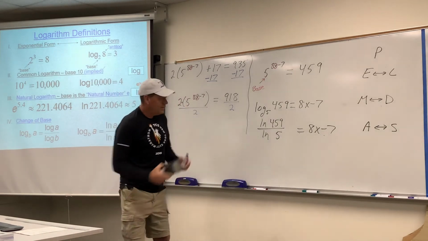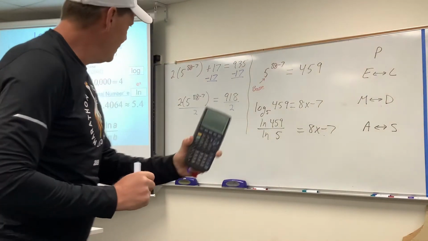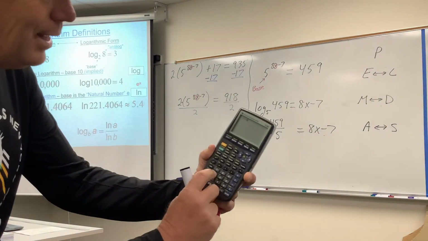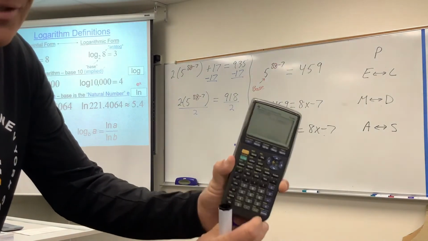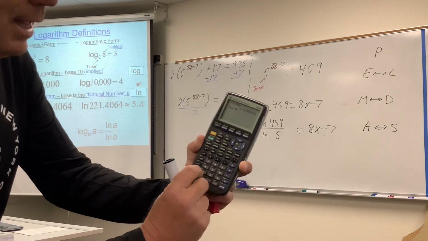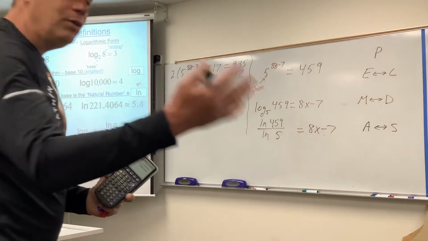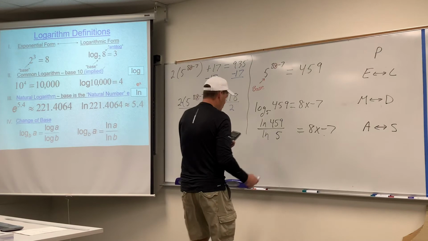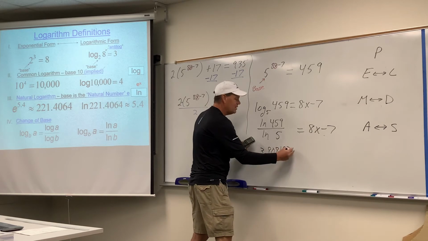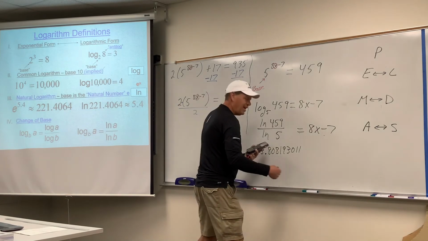All right, so then calculator, which is very hard for you to see. I'm hitting ln 459 equals. Natural log of 459 equals. Then I hit divided by, and then natural log of 5. Boy, this is really high tech, isn't it? But anyway, if you put this in a calculator, it should give you something like 3.808193011. Did I write that right? I think so. Again, if I make a silly mistake, laugh at me.